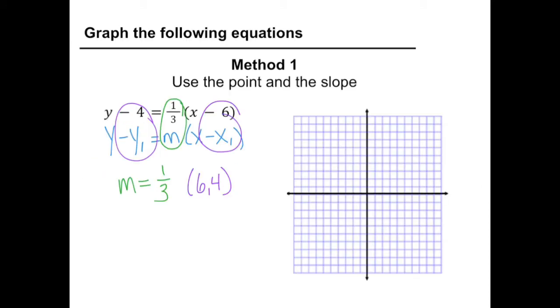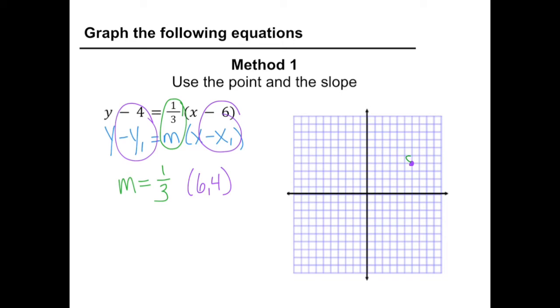Remember, there are 2 methods to graphing equations from point slope form, and the first one that requires the least amount of work is to use the point and the slope. So again, identifying, this is what we did in the very first example. My m is 1/3, and based on taking the opposite of what's there, my x value is +6 and my y value is +4 for my point. So when we are graphing, we simply put a dot at the point 6, 4, and then we use the slope of +1/3 to get more points.